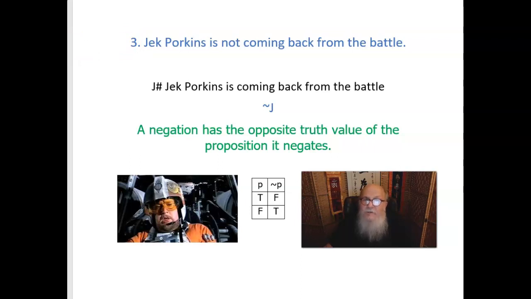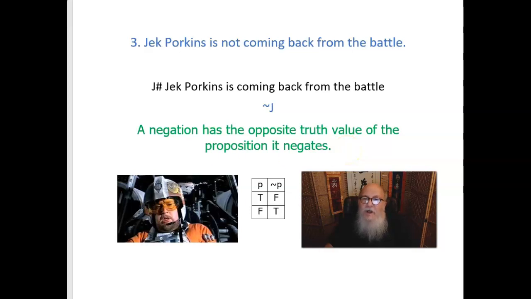Now, when we symbolize this, we symbolize first the positive statement. J for Jack Porkins is coming back from the battle, and we all wish he had. Right? And then we negate it to get not J. And the logical meaning of a negation is very simple.